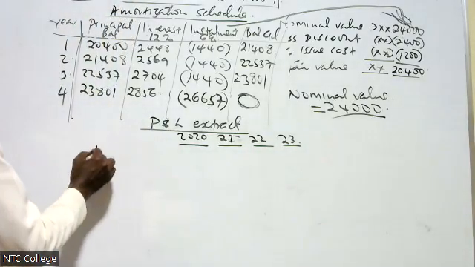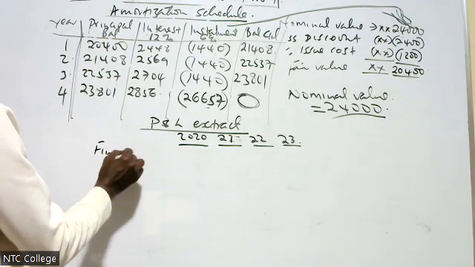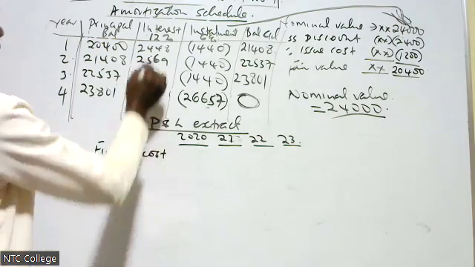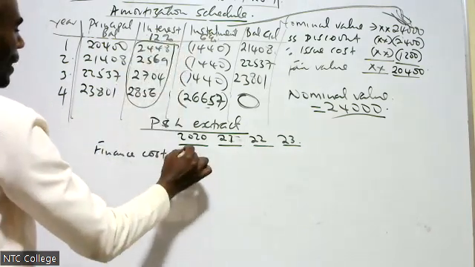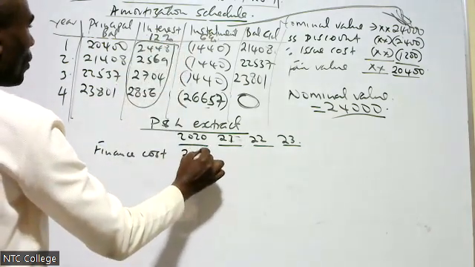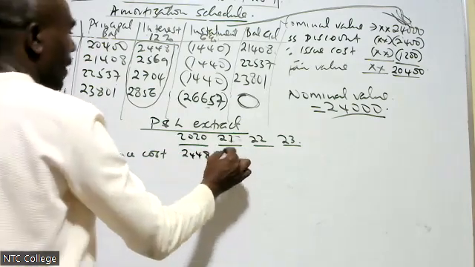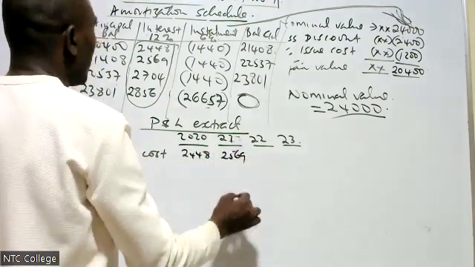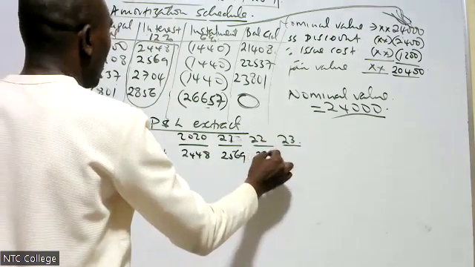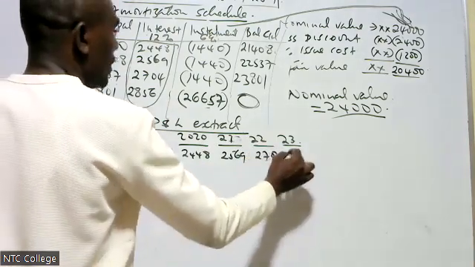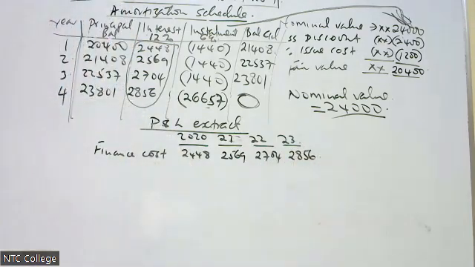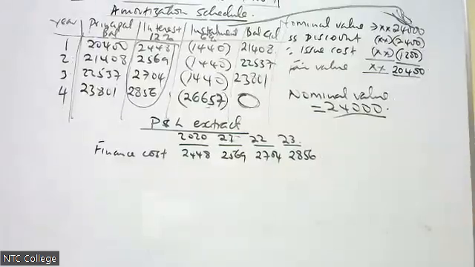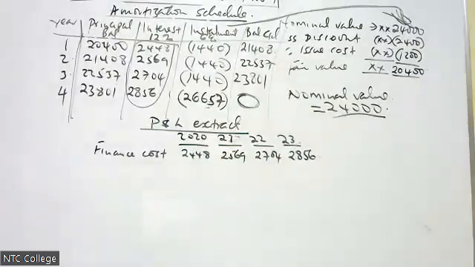I'm going to report the finance cost. Finance cost is the effective interest we are charging. Therefore, here is 2448, 2569, 2704, then 2856. That is the P&L extract, what we report in the P&L each year.